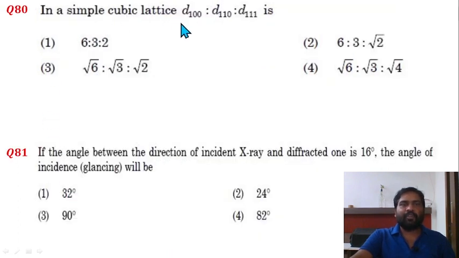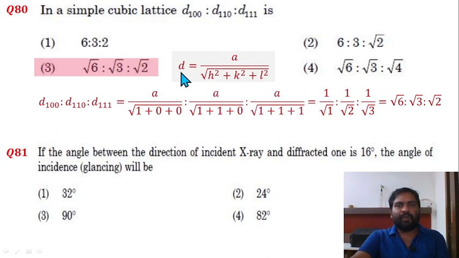Question 80. In a simple cubic lattice, d100, d110, d111: use the formula d equals a divided by square root of h square plus k square plus l square, and take the ratios d100, d110, d111. Finally the answer is square root 6 ratio square root 3 ratio square root 2. Option 3.